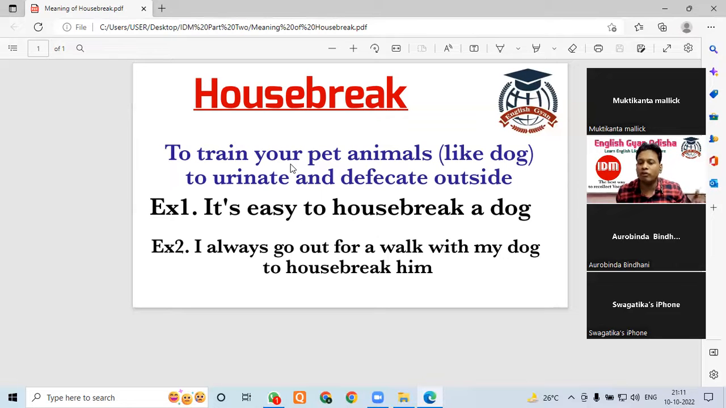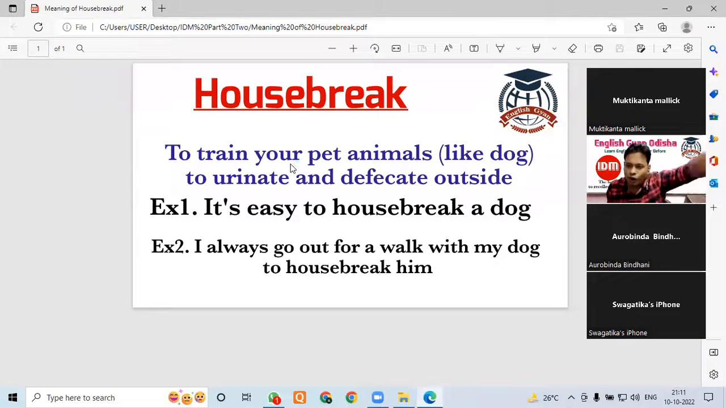I always go out for a walk with my dog to housebreak him. Housebreak means to train him how to urinate and defecate outside, not inside my house. So, a very fantastic word. It's called housebreak, and that is always there. I'm trying to teach my dog housebreaking.